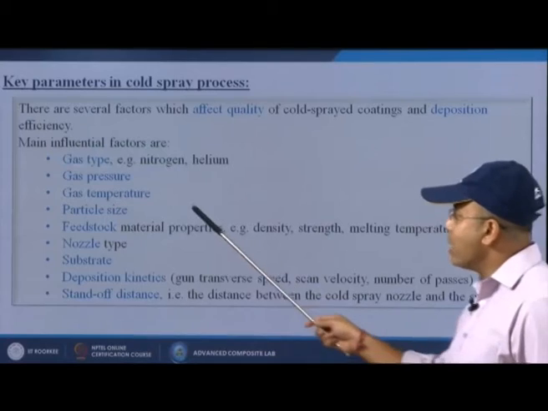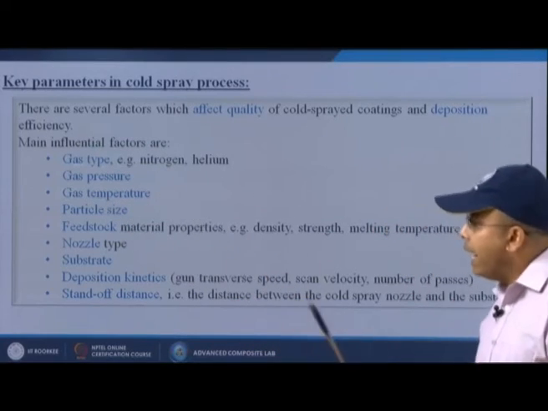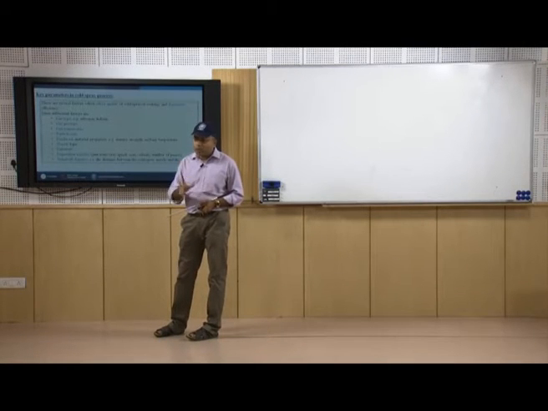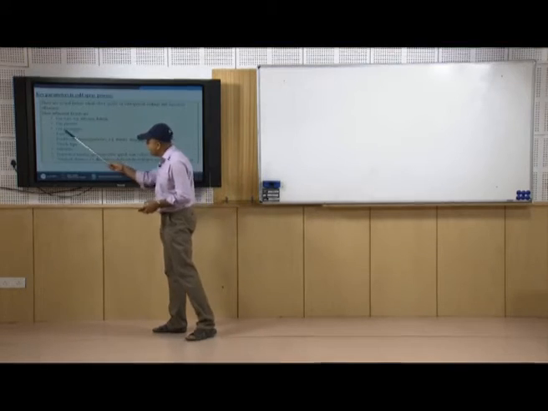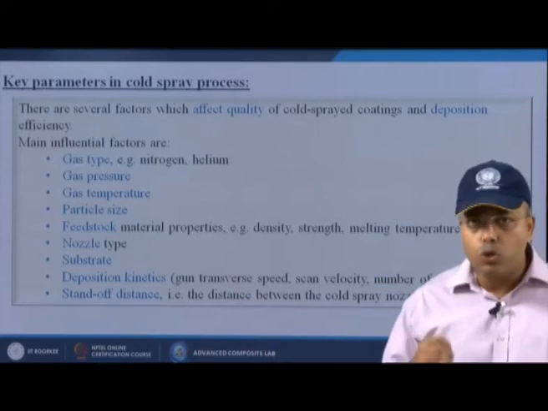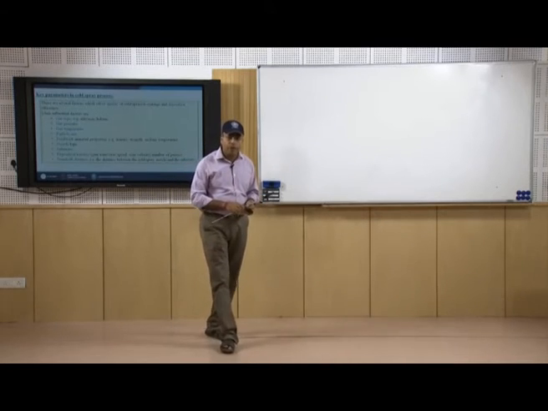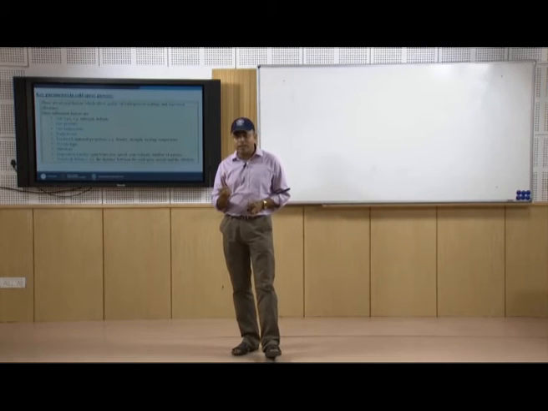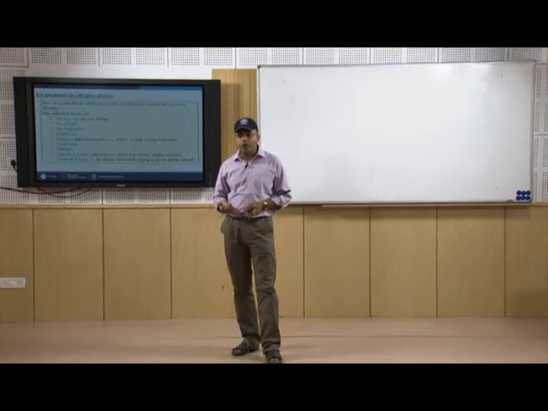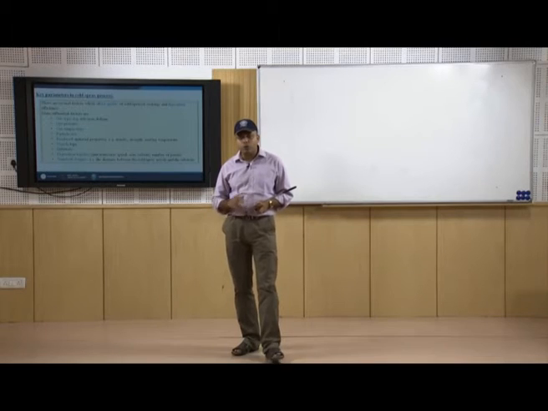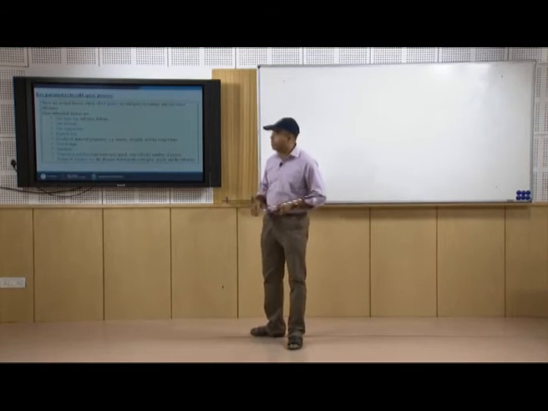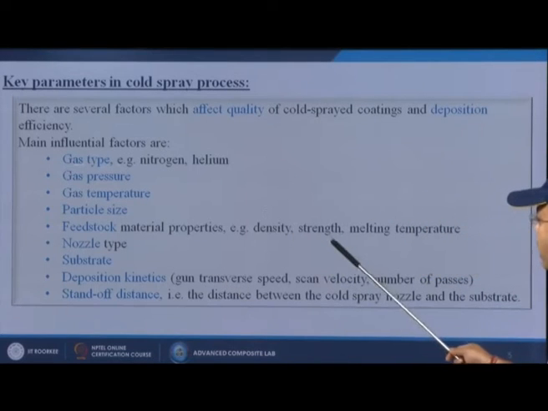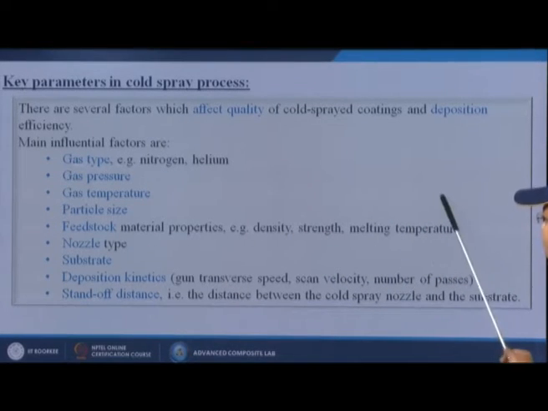Then what is the gas temperature, so that the particles should be a little bit melted and can stick with the substrate itself. Then what is the particle size of those nanoparticles, whether it is fine so that we can get a uniform coating. If the particle size is a little bit bigger, or maybe coarse grain size, then the coating may not be uniform, or maybe the surface may not be smooth. Sometimes we can get some kind of wavy surface too. Then feedstock material properties like density, strength and melting temperature of these particular nanoparticles.